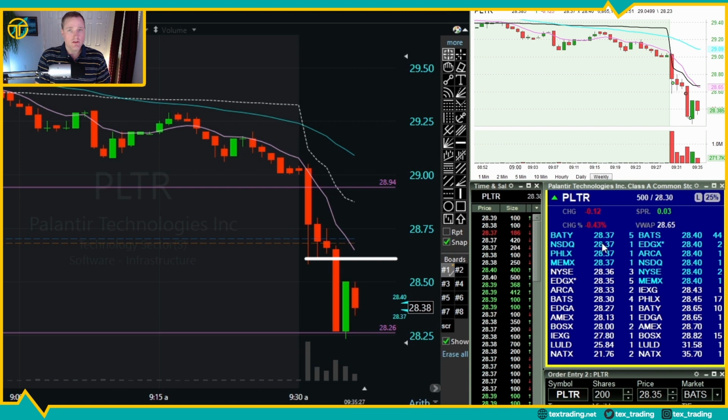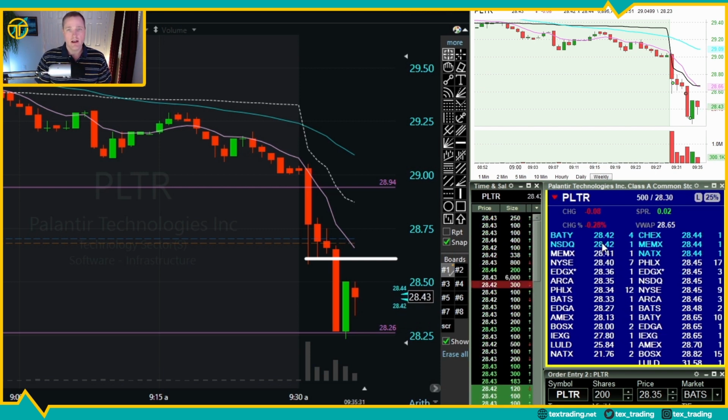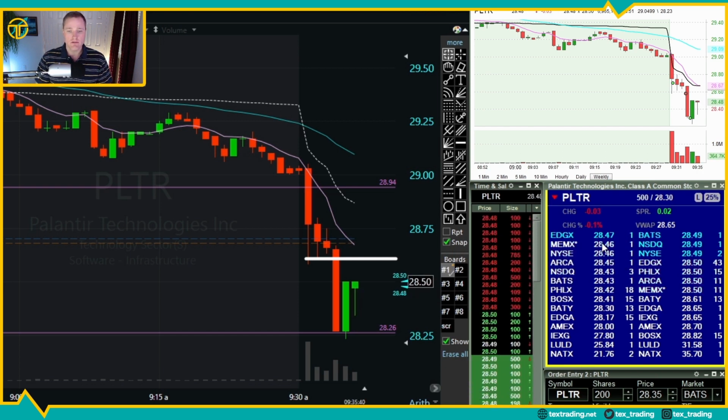And especially given the right context, that's also important. You're not just randomly buying a stock into any random level. We had the context. We had that flag breakout potential in the daily chart. So there was clear context there that I was playing off of.